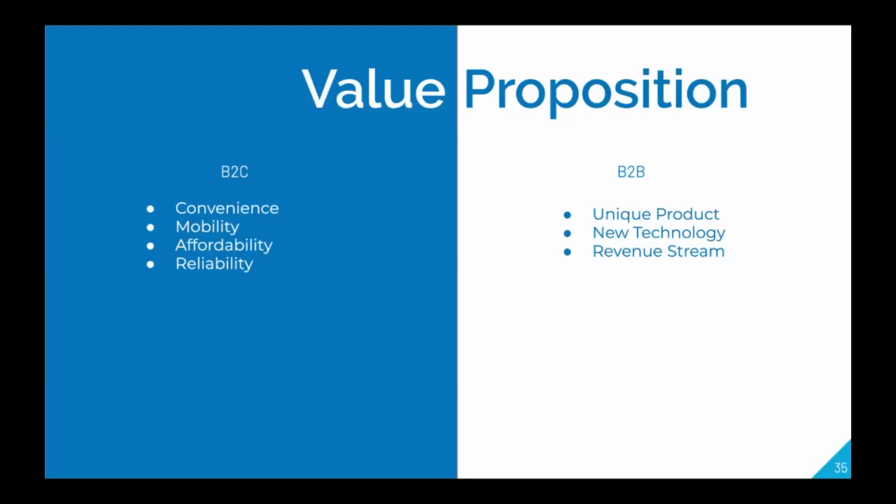For our value proposition, what are we providing our clients? For the B2C segment, we are providing them convenience, mobility, affordability, and reliability in the sense that this device is with them 24/7. They can use it whenever they want, however they want. For the B2B segment, we are offering them a unique product with new technology and an additional revenue stream.